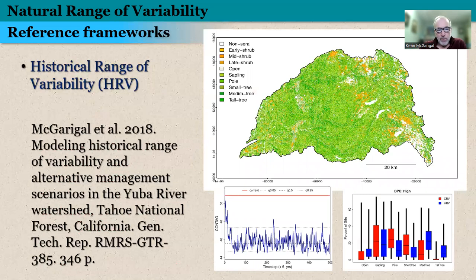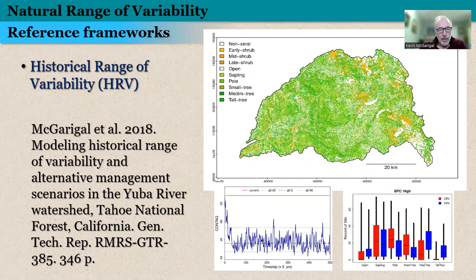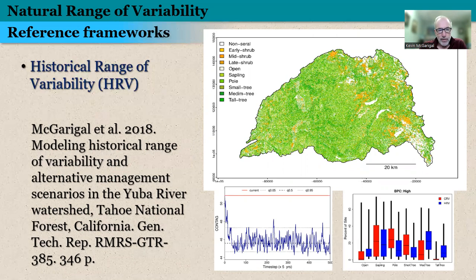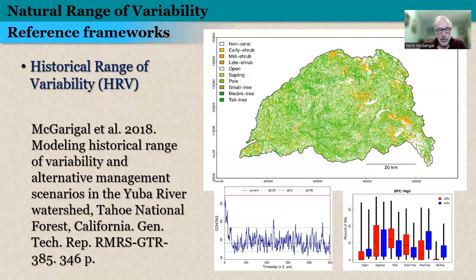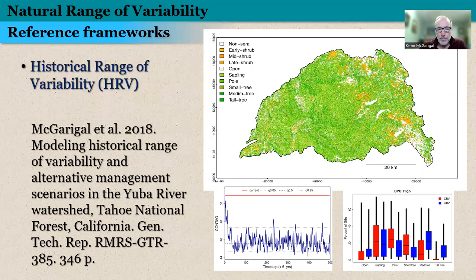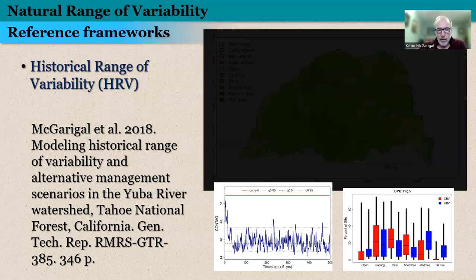A good example of this is our own work published in 2018 in a paper entitled Modeling Historical Range of Variability and Alternative Management Scenarios in the Yuba River Watershed on the Tahoe National Forest, published as a Forest Service General Technical Report. In this study, we used a simulation model to simulate changes in vegetation patterns over time, as you saw in that animation, and from that derived ranges of variability in a variety of ecological attributes, a couple of examples shown in the figures on the bottom.